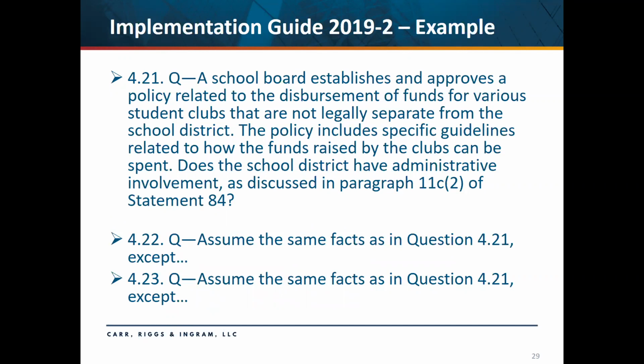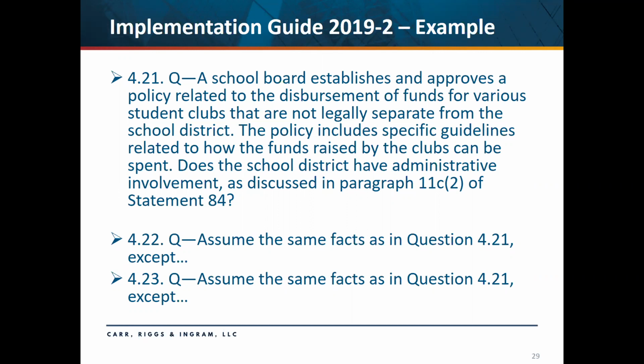So when it goes down, you get to the answer, yes, they do, because they have a specific policy, specific guidelines. So they're actually making the rules. But then there's 2 questions right below it to say, assume the same facts in 4.21 except, and they're giving a caveat. And they're going to give a caveat as to what those guidelines are in different pieces.